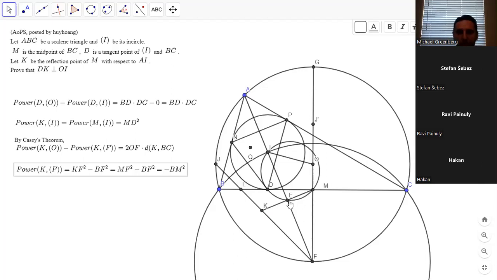It's going to be twice the distance from E to BC. Yeah, I don't know if that's that easy to get. I think everything is easy except the power of K, but we have calculated it. So how do we get the distance from K to BC? I don't think we need that if we have the power of K. Oh yeah, this is the power of K with respect to F. Yeah, and then the distance from K to BC. This might be a little tricky here.